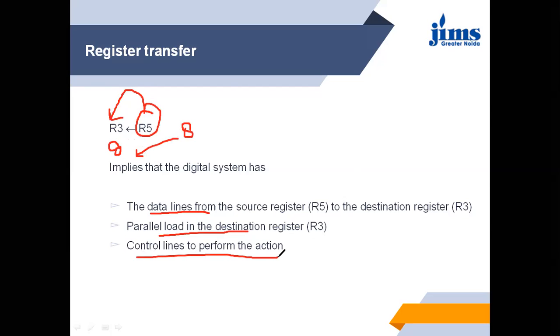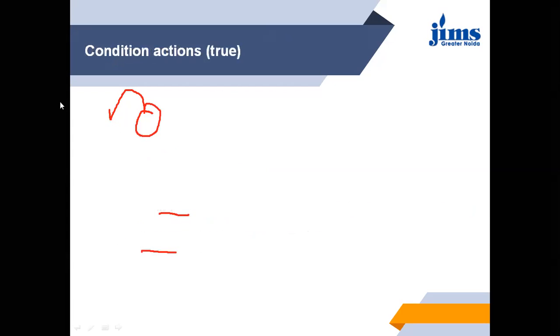When we have to perform a register transfer, there should be a data link and there should be control lines. These two are important when we have to transfer the data. If we do not have the links, then we cannot transfer the data.